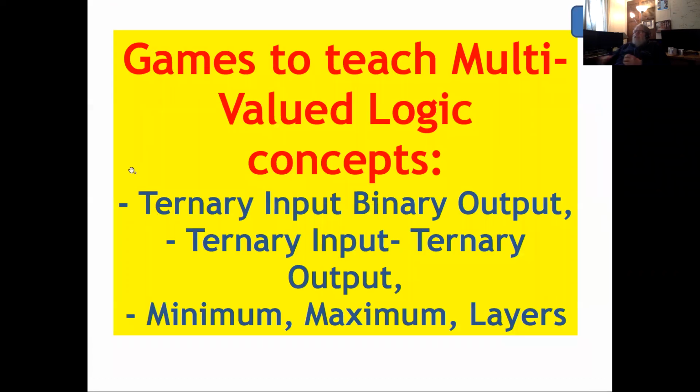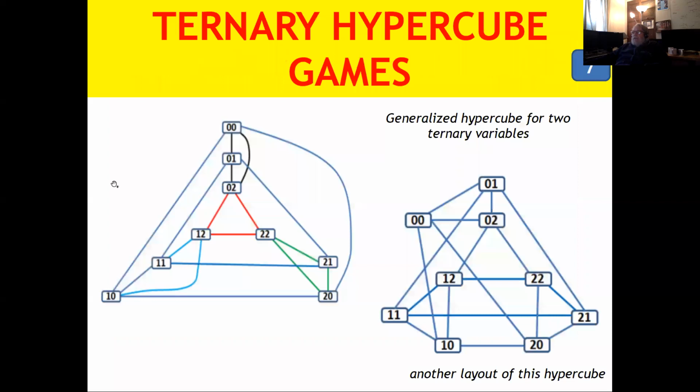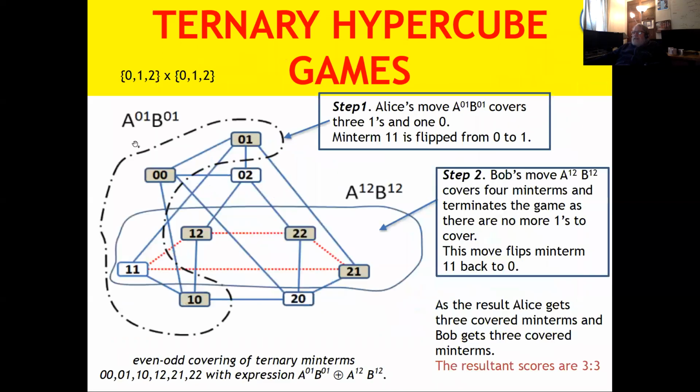The games to teach multi-valued logic have also been invented, like ternary input, binary output, and we have the operations minimum, maximum. We can have the hybrid logic with binary output. We minimize by layers. Here is an example of the hypercube. We generalize the hypercube from binary to generalized. So this is a hypercube for 2 ternary variables, which is a Cartesian product of 0, 1, 2 with 0, 1, 2.